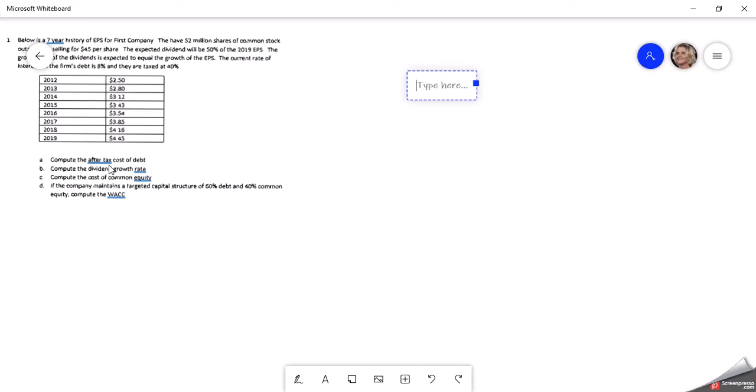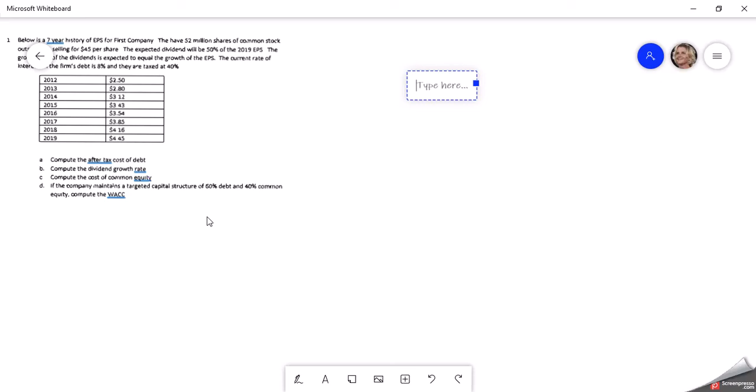So this is our first question, and it says we've got this company where they give us 7 years of their earnings per share. They have so many shares of stock outstanding that they're selling for $45 a share. And they expect their dividends will be 50% of the 2019 earnings per share, which is $4.45. And the dividend is expected to grow at the same rate that the earnings per share are growing. Their current debt is at 8%, and they're taxed at the 40% tax bracket.